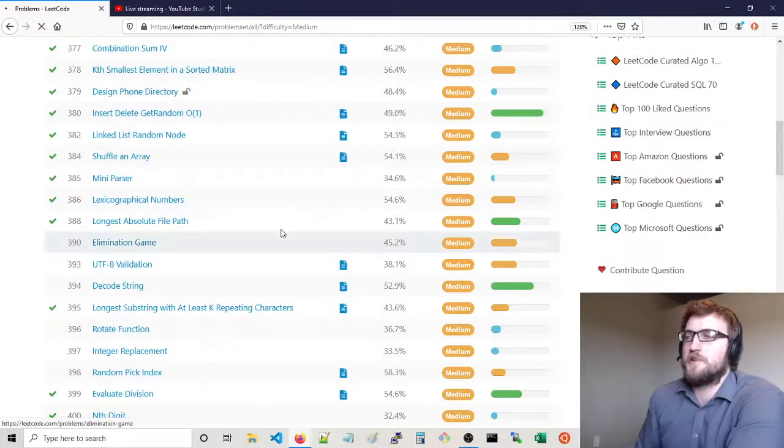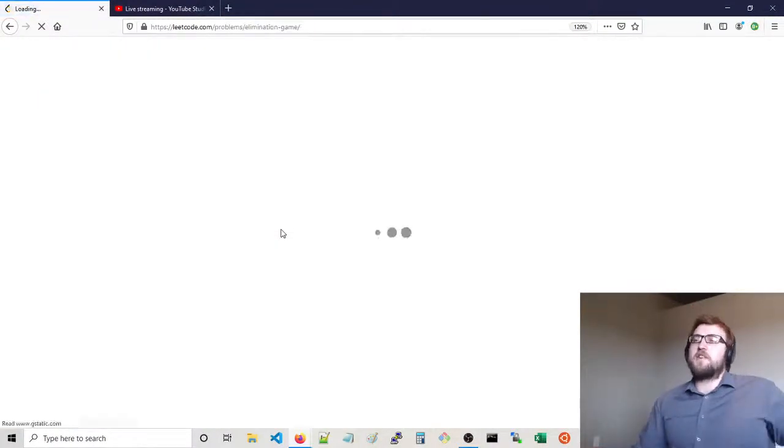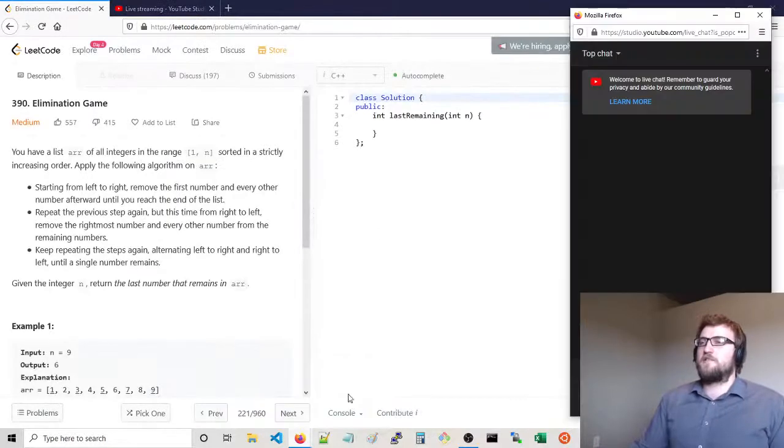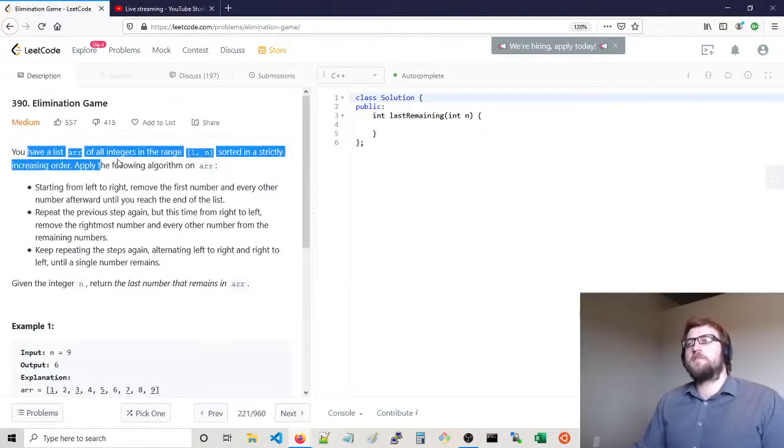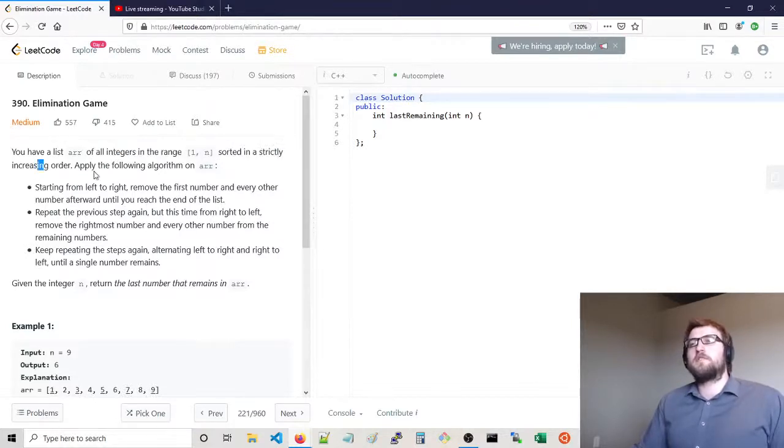So I haven't seen this question yet, so this is like out the gate. How does this go? It's new to me. You have a list array of all integers in the range 1 to n sorted in strictly increasing order. Apply the following algorithm on the array. Starting from left to right, remove the first number and every other number afterward until you reach the end of the list.